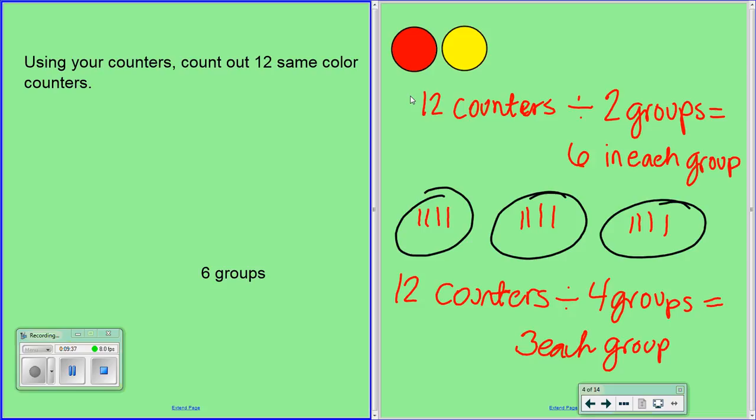1 for you, 1 for you, 1 for you. That looks great, Sam. Good, Natalie. That is not 6 groups, Tajir. Use your dealing out strategy. Dylan, I don't see 6 groups. I see them all just spread out.